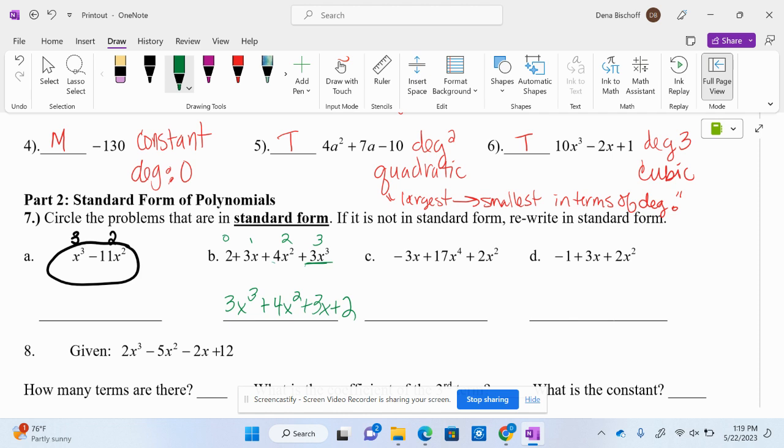Perfect. Awesome. Okay. I'm going to pause the screen and I want you guys to do C and D. Does anyone want to share their answer for letter C?